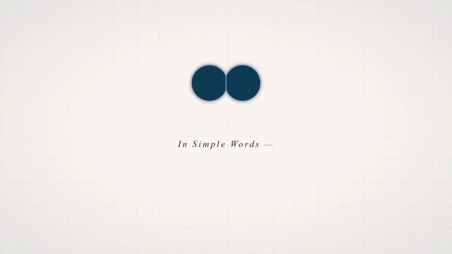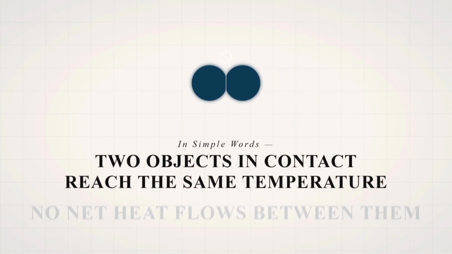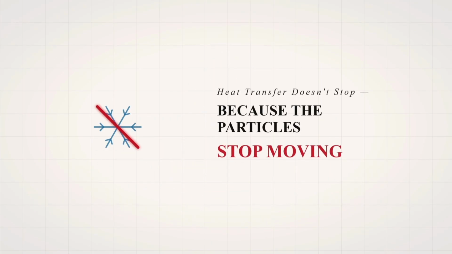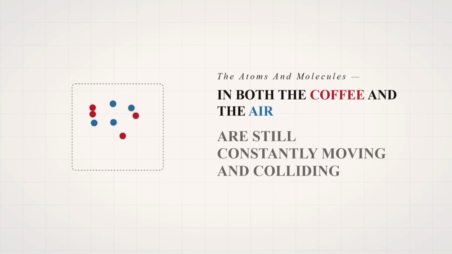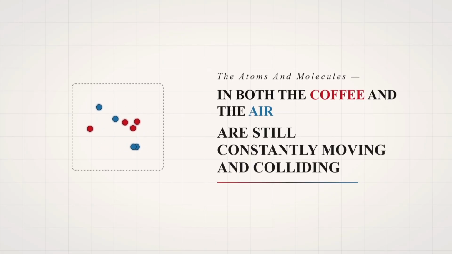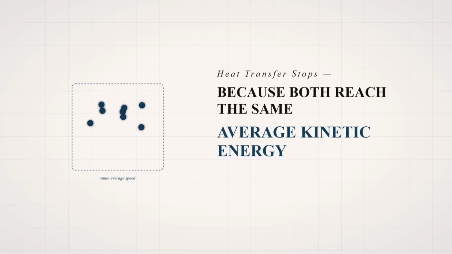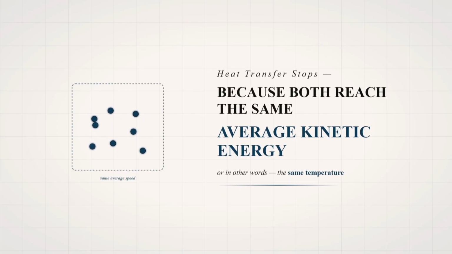In simple words, thermal equilibrium is the state in which two objects in contact have the same temperature, so no net heat flows between them. Notice something important. Heat transfer doesn't stop because the particles stop moving. The atoms and molecules in both the coffee and the air are still constantly moving and colliding. Heat transfer stops because both objects have reached the same average kinetic energy, or in other words, the same temperature.